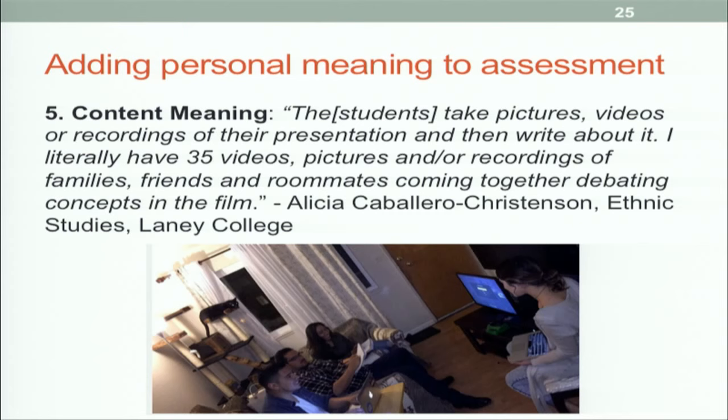And they had to document it with a video, with a picture, with some evidence that they had led this discussion. And so they were able to increase the meaning of that topic because it was embedded in a local conversation with people those students knew well. And so to me, this is an exciting take on an assessment practice of having students show that they understand the content of media by having them infuse it with local meaning.